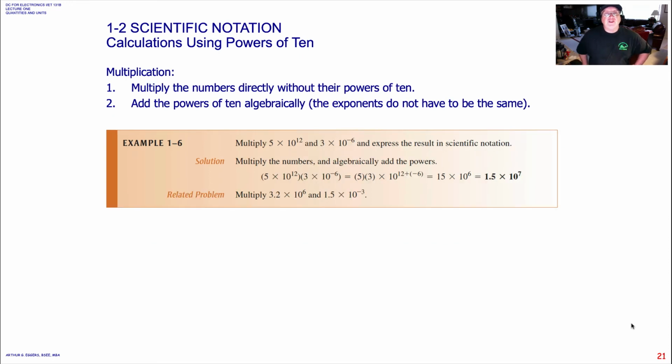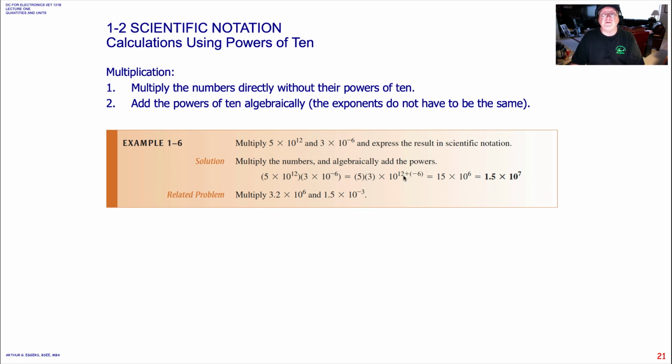In multiplication, where we have a term 5 times 10 to the 12th, 3 times 10 to the minus 6, we handle a little differently. Now, what we're going to do is gather terms. We're going to gather our leading terms, 5 and 3, and multiply them. And then we are going to gather the exponents. Again, if you don't remember how to do this, go back and relearn how to handle exponents.